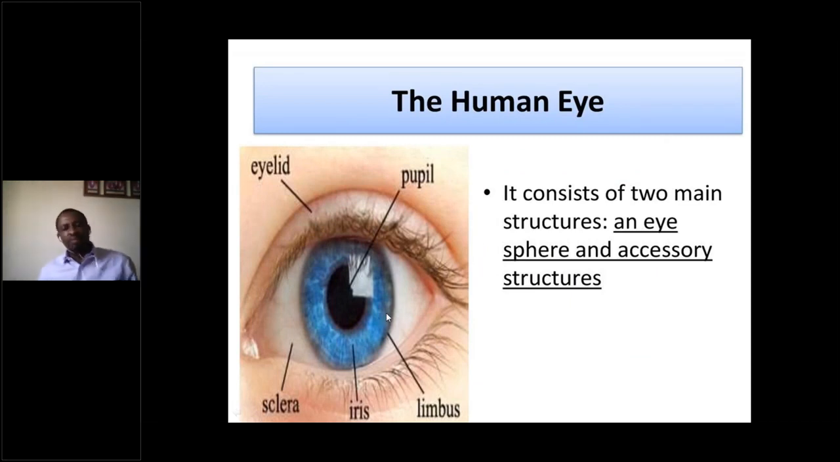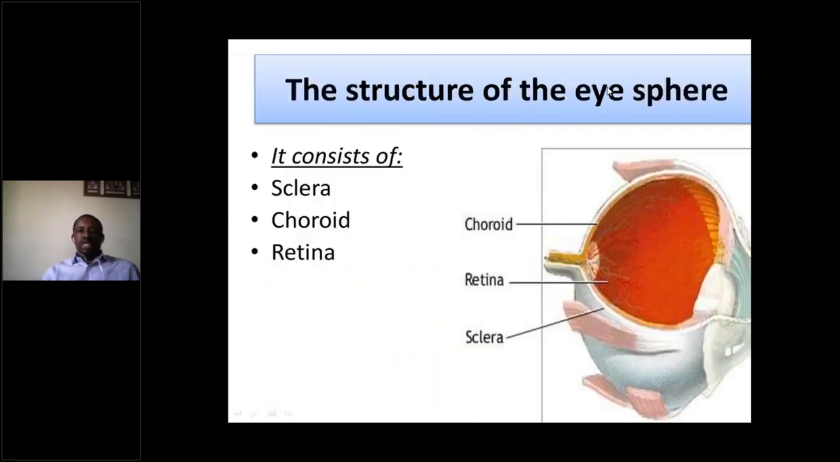So the one that is more complex is the human eye. The human eye has two main structures. You have the eye sphere, then you have the accessory structures. So you have the eye sphere, the eyelid, the pupil, you have the sclera, all these accessory structures, the iris, the limbus. Okay. So let's look at the structure of the eye sphere.